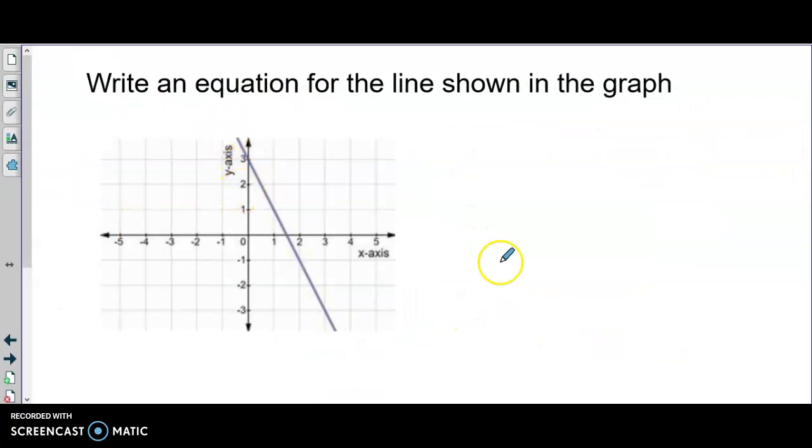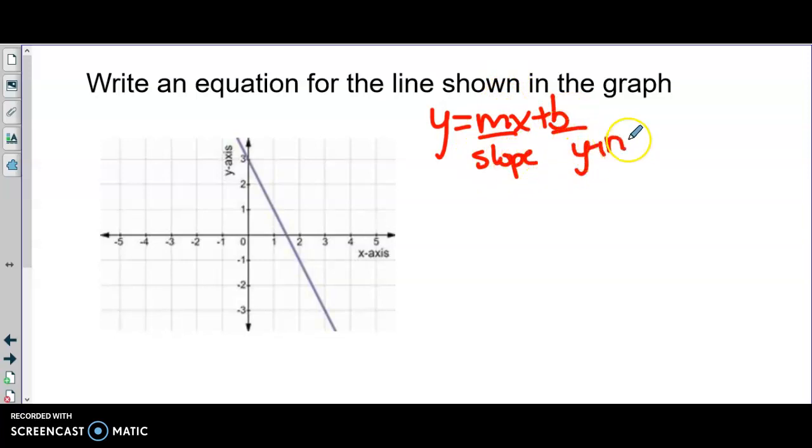Write an equation for the line shown in the graph. So again, for an equation, we're going to use slope-intercept form, y equals mx plus b, where m is the slope and b is the y-intercept. I like to find my y-intercept first. The y-intercept is wherever it touches the y-axis. So you're just going down the y-axis until it crosses. That's your y-intercept. My y-intercept is at positive 3. So I know for my b value, I'm going to have a positive 3.